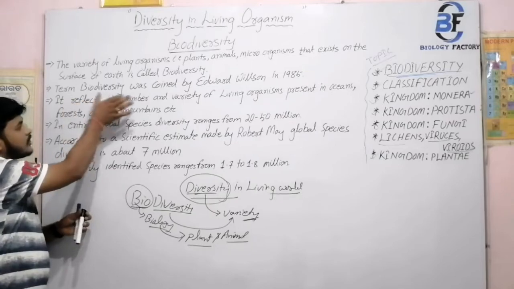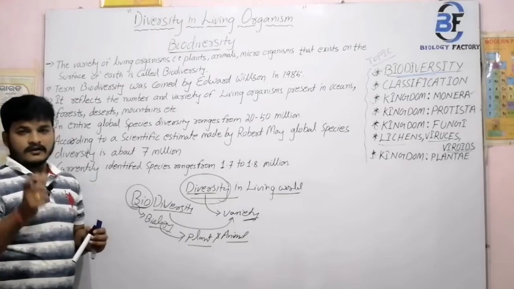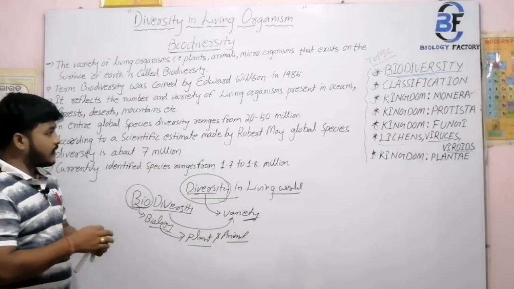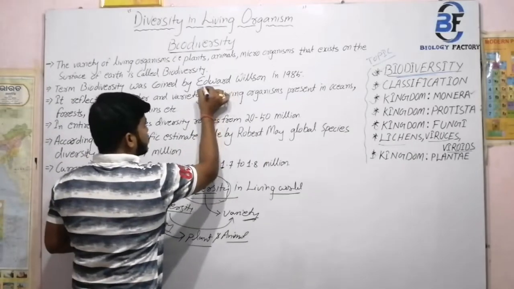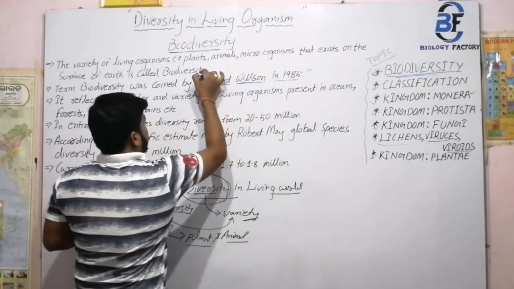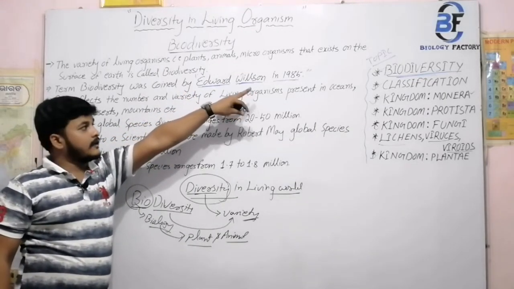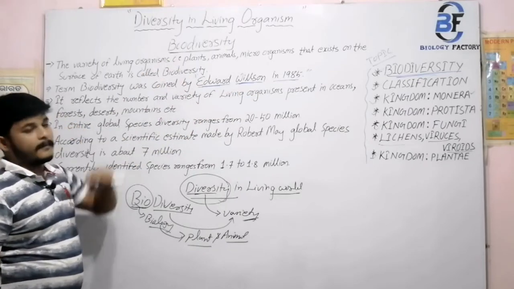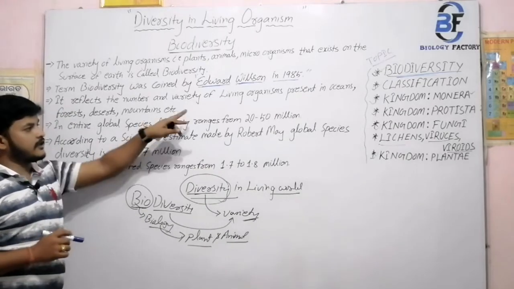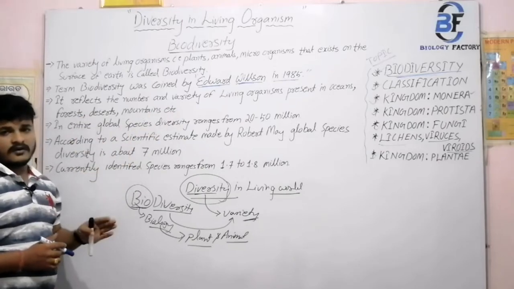Next, who coined the term biodiversity? A scientist named Edward Wilson coined the term biodiversity in the year 1985. It is an important term, so do not overlook it. It refers to the variety of living organisms present in oceans, forests, deserts, and mountains. You may take all other examples.